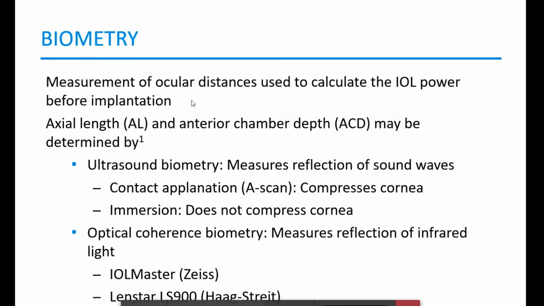Okay, biometry, right? So we've talked about keratometry, which measures corneal power. The other measurement that is key to IOL calculations is biometry. Biometry is the measurement of ocular distances. A lot of us think that biometry is just axial length measurement, which is not true. Biometry is any ocular distances that are measured within the patient's eye. Axial length is one of them.